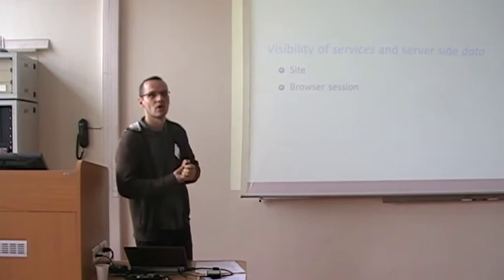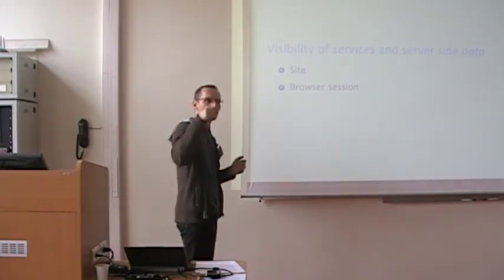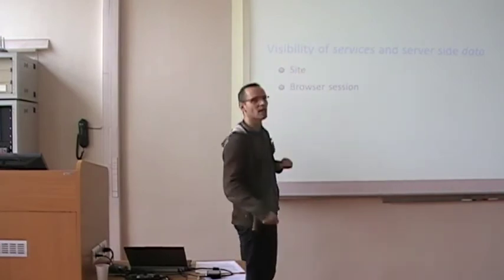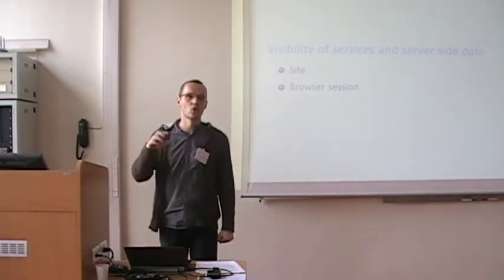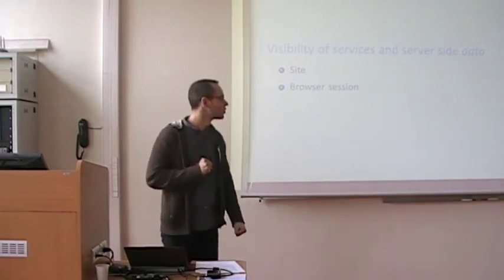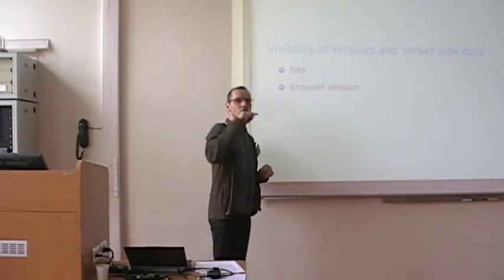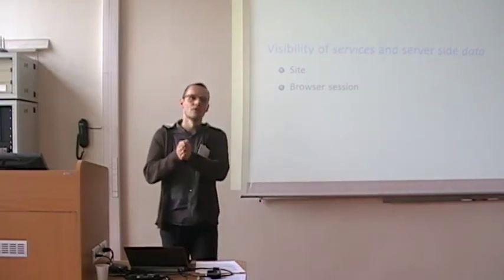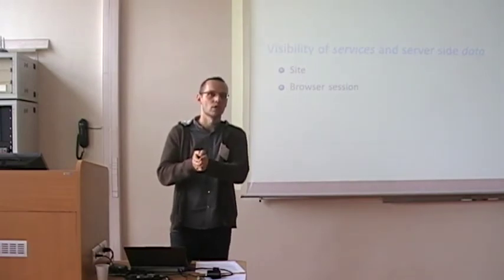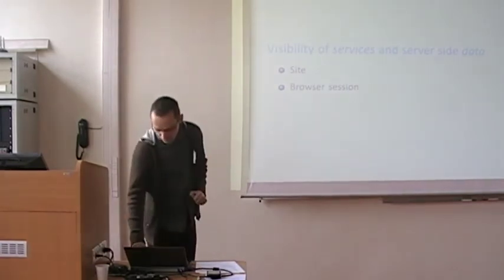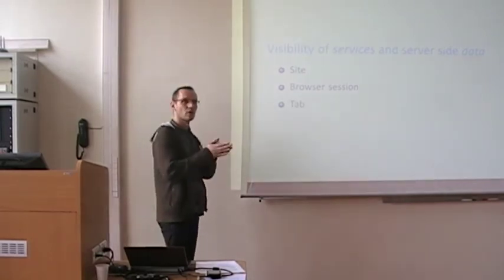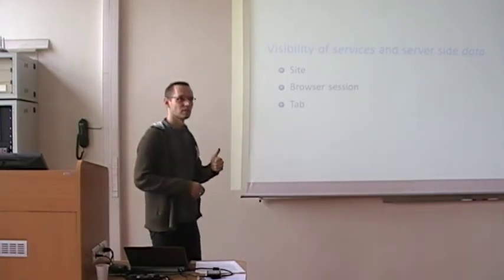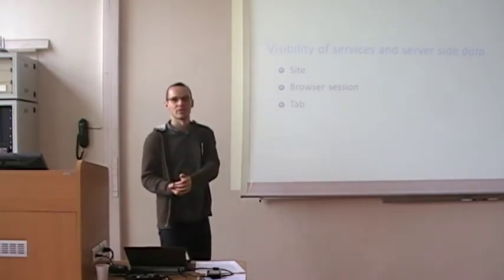For example, if you register a service by default with the register function, you have a service available for the whole site. But you can add the optional parameter scope to the register service function. And if you are at scope session, the service will be available only for the current browser session. But we have also other scopes. It is possible to register a service or data for one browser tab, that is for one client-side process.